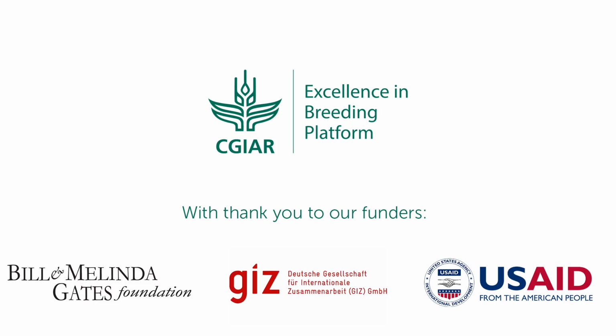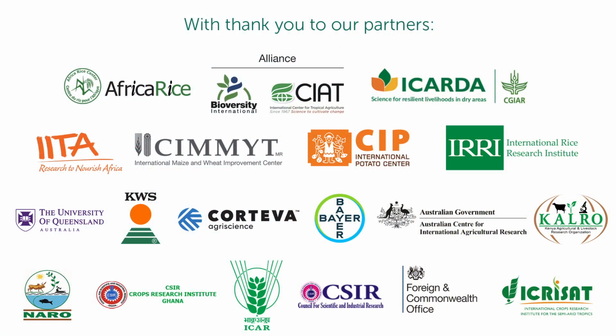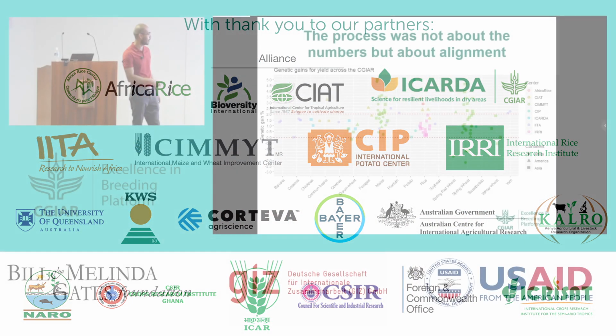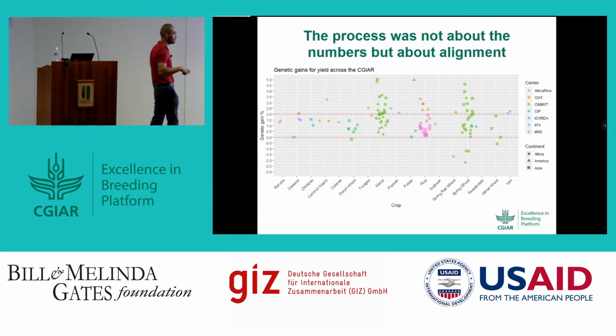A summary of all those nice numbers that we put in the report. We put in the report the different crops. We had the different centers reporting from different regions. And you can see in the y-axis the rate of genetic gain that was reported for the different crops, regions, and centers. We were expecting most of the numbers in this region between 0 and 2%, and that was the case. So that was a good check.